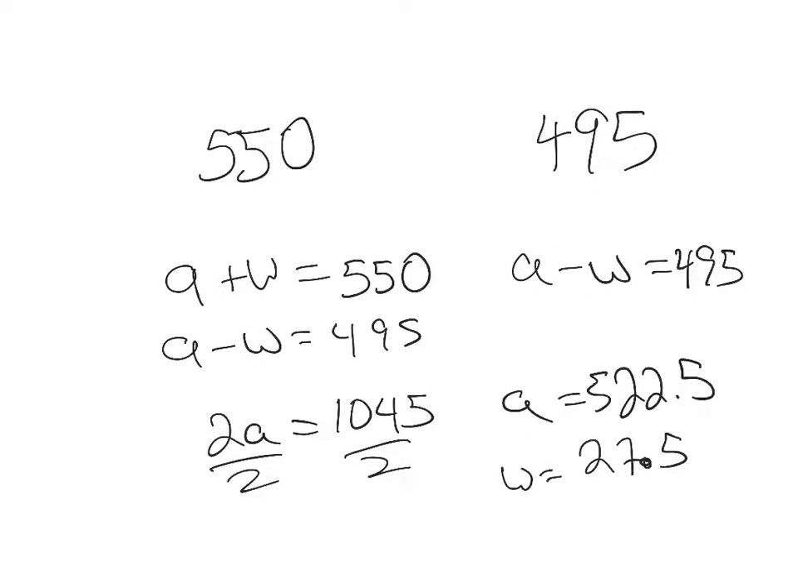Okay, so it's a different setup than we've seen before, but it's this idea that speed of the plane plus the speed of the wind, if it's a tailwind, gives us this. Speed of the plane minus speed of the wind, because it's a headwind, gives us this. Solve using elimination.